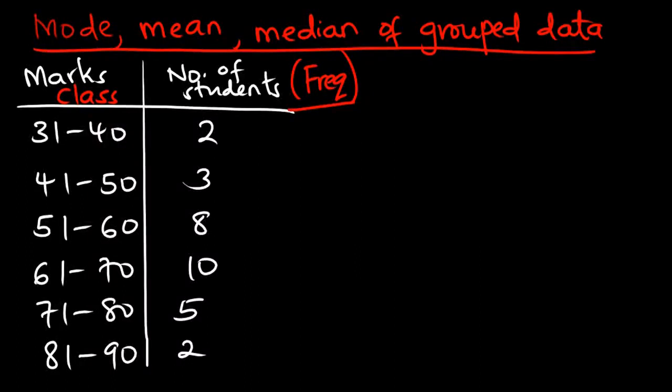So we are going to learn how to get the mode, mean and median of a grouped set of data. We have some data here. These are marks scored by students in a particular class, in a particular test. Between 31 and 40 marks, there are two students. Between 41 and 50, there were 3 students. 51 to 60, there were 8 students. 61 to 70, there are 10 students. 71 to 80, there are 5. 81 to 90, there are 2.